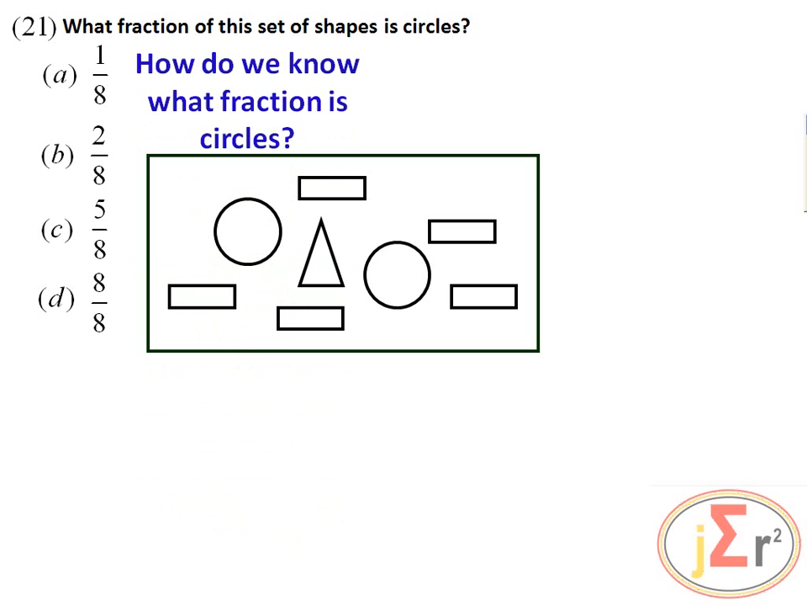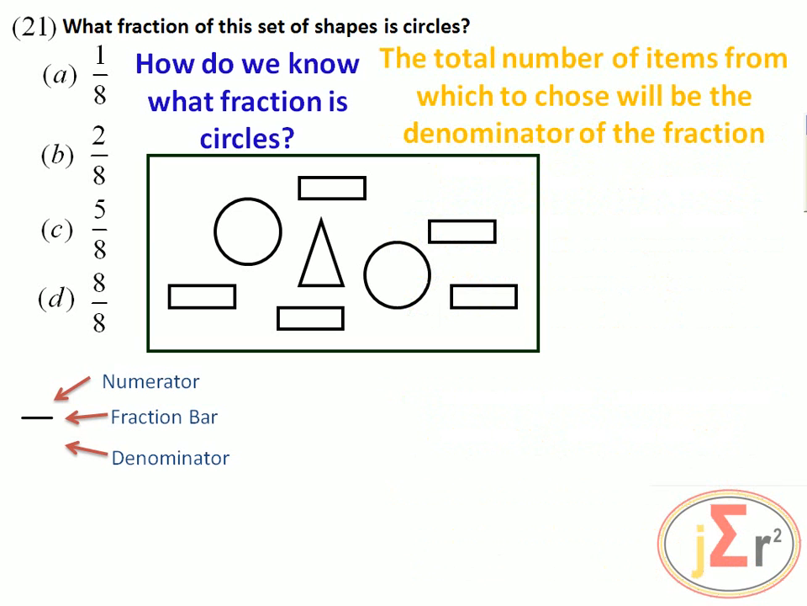How do we know what fraction is circles? We do not forget our fraction. And how do we label our fraction? We have the fraction bar, we have the numerator, and we have the denominator. The denominator in this particular case, Jerry, is what? 8. How do we know that the denominator is 8? Because we have 8 shapes. Right, we have 8 shapes in all. The total number of shapes is 8.